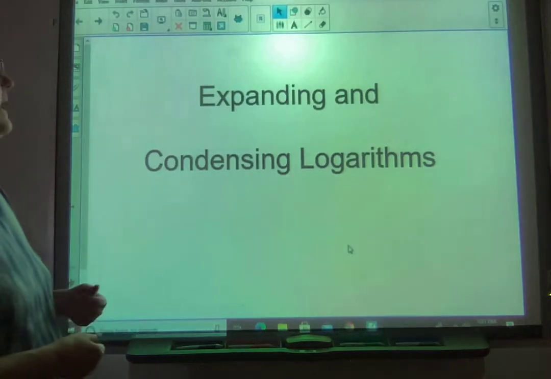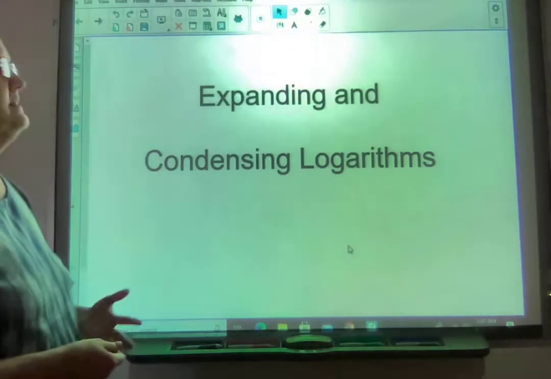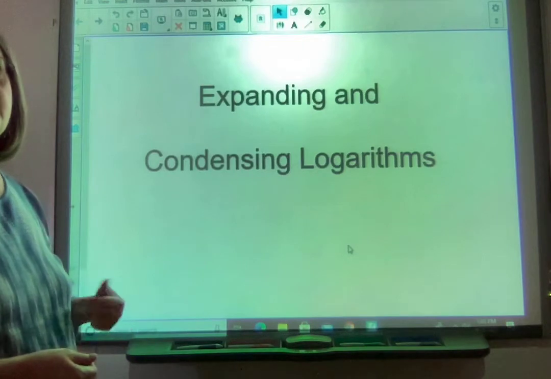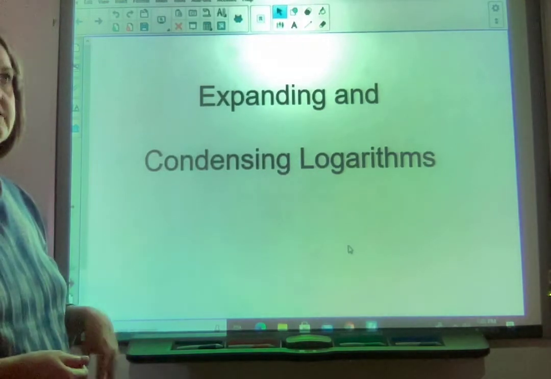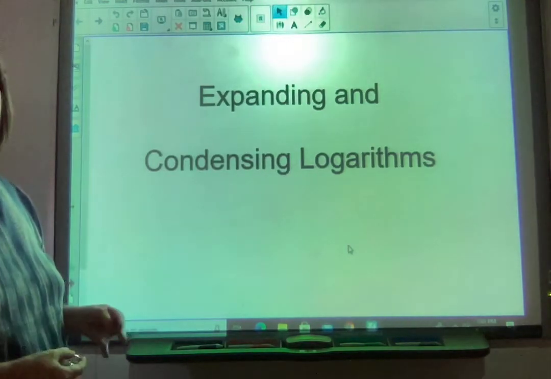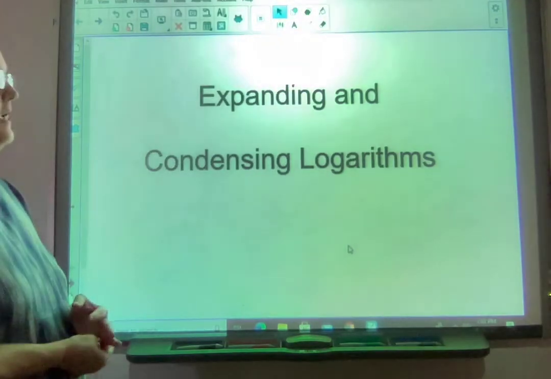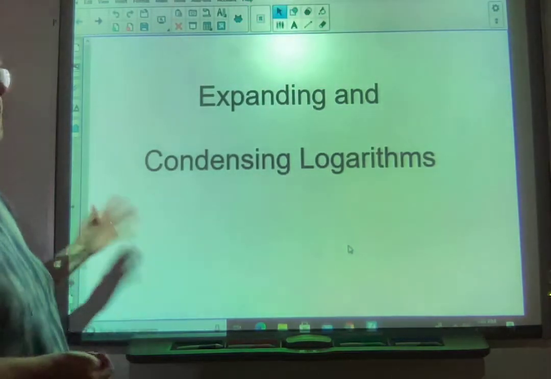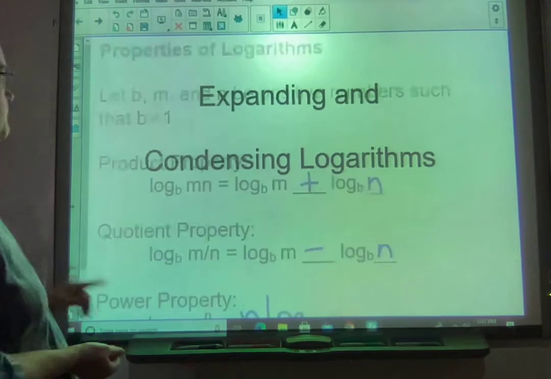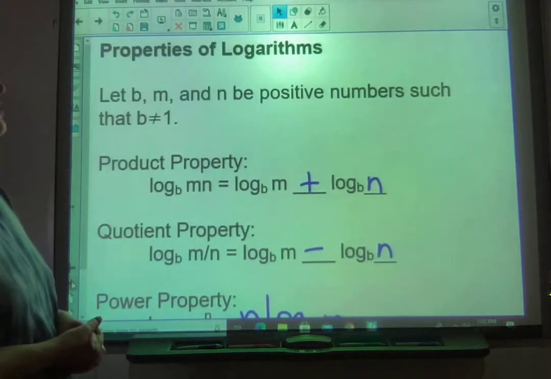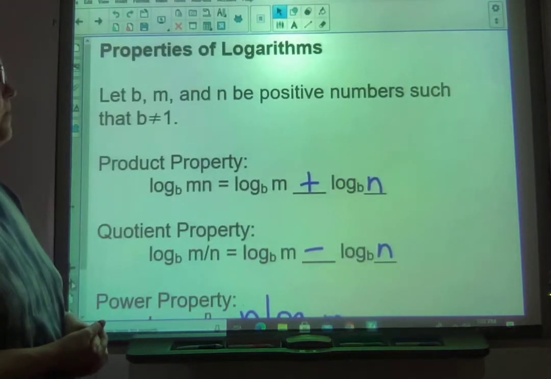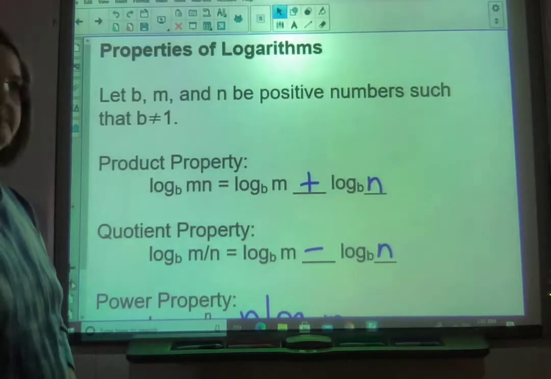Okay, today we are expanding and condensing logarithms. The purpose for this is when we actually go to solving exponential and logarithmic equations. That's why it's used. So, we first use our properties, and our properties are very similar to the exponent properties.